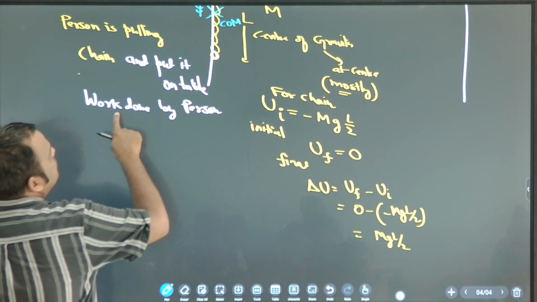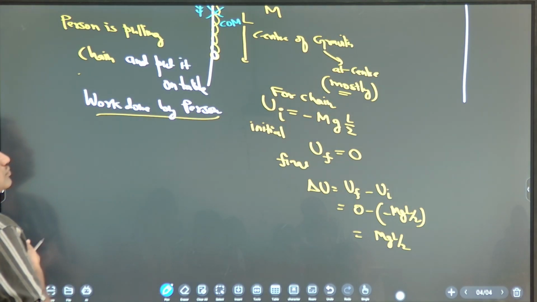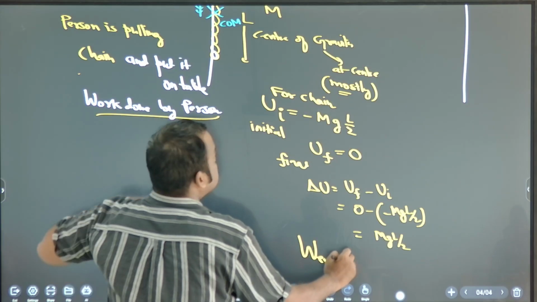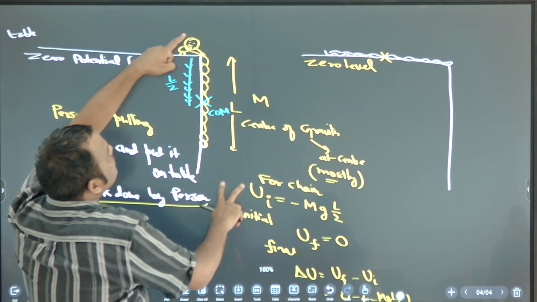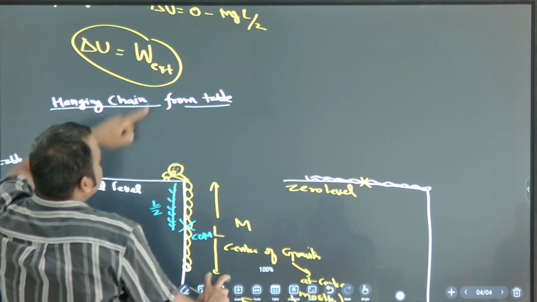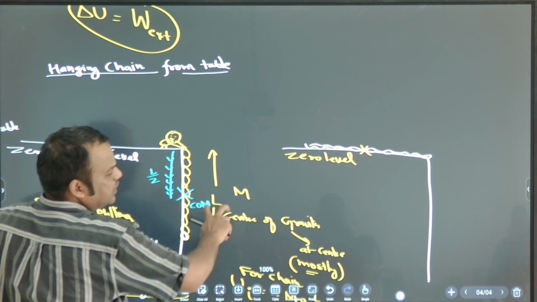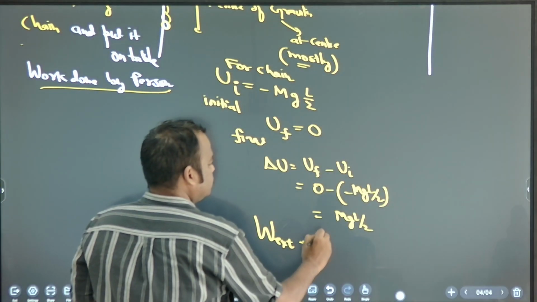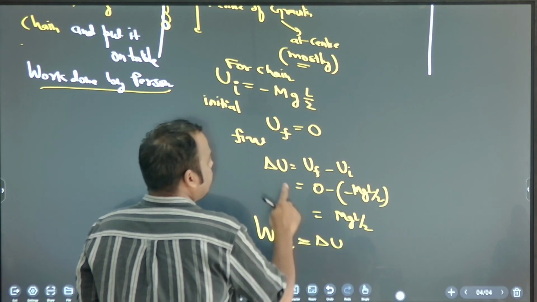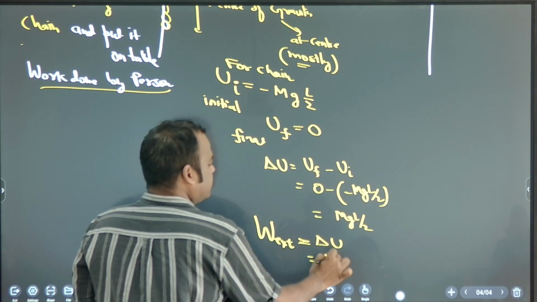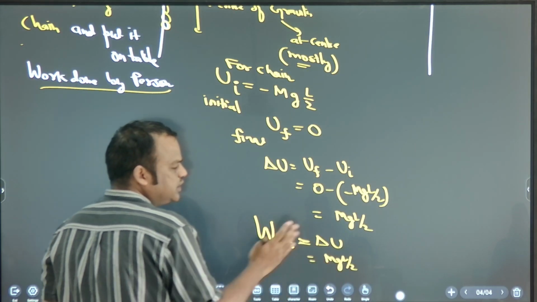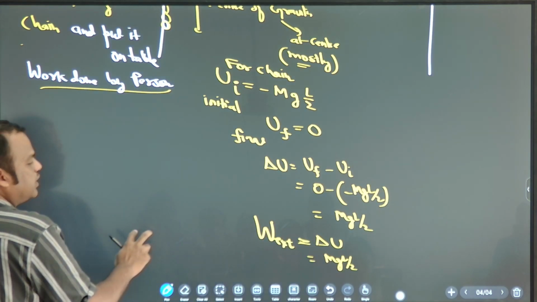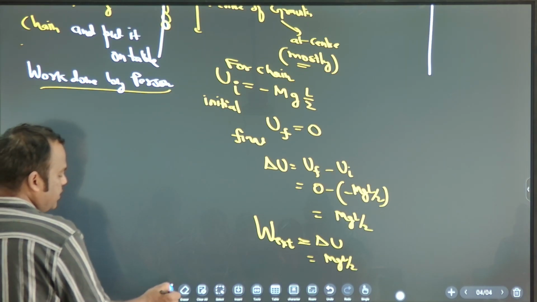But what is the question? Work done by the person means external work done. And what is the formula for external work done? External work done is equal to delta U. Remember, external work done is delta U. So delta U is mgl by 2. Okay, clear? What is your answer? mgl by 2. This is your answer.